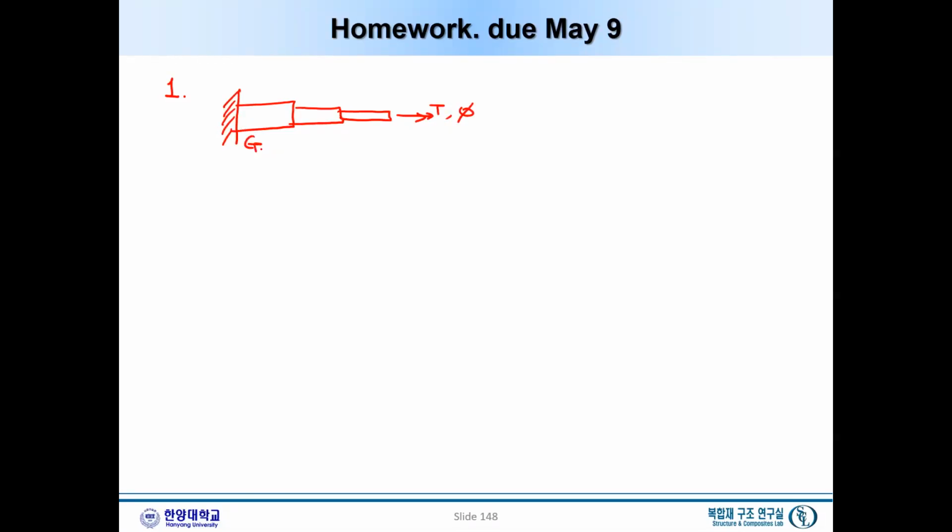The shear modulus is G1 and IP1, and this is L1, and G2 and IP2 and L2, and G3, IP3, and this is L3. So we'd like to obtain phi in terms of T. That is the one we want to calculate.